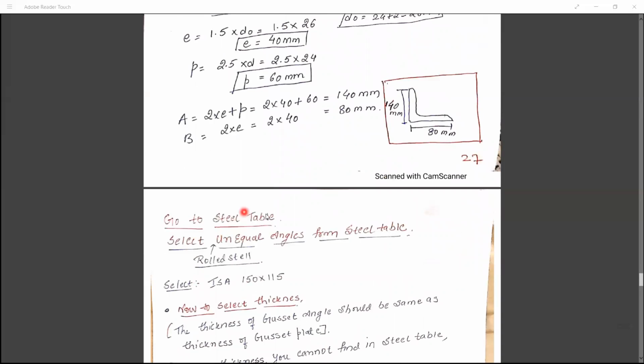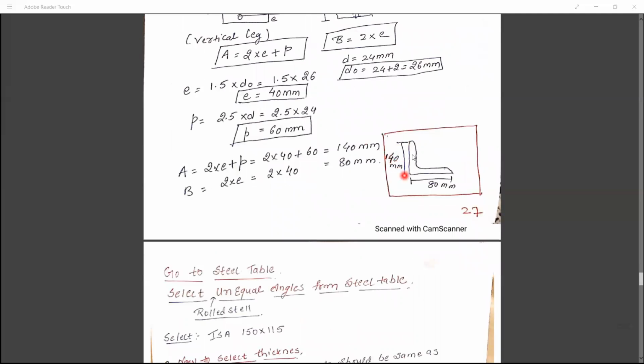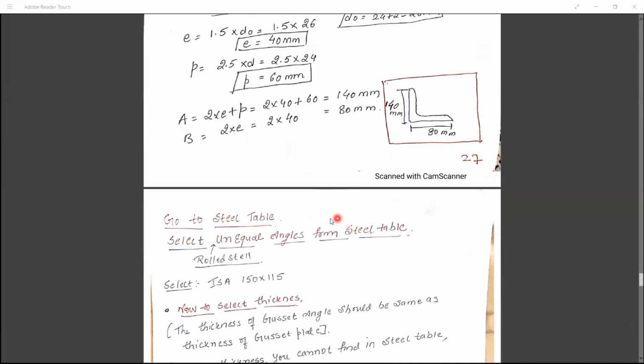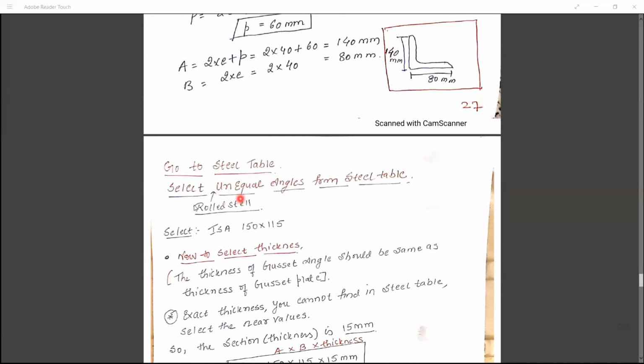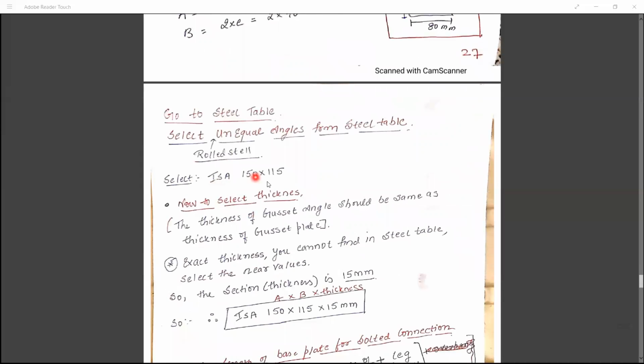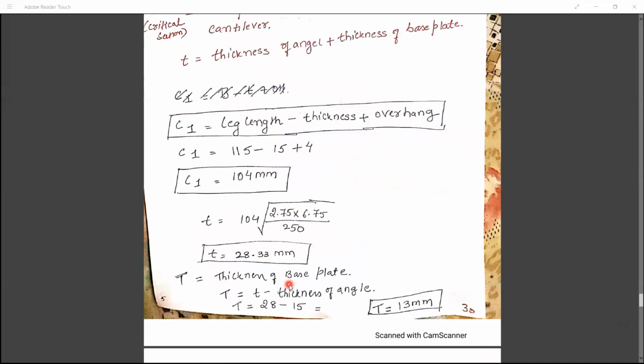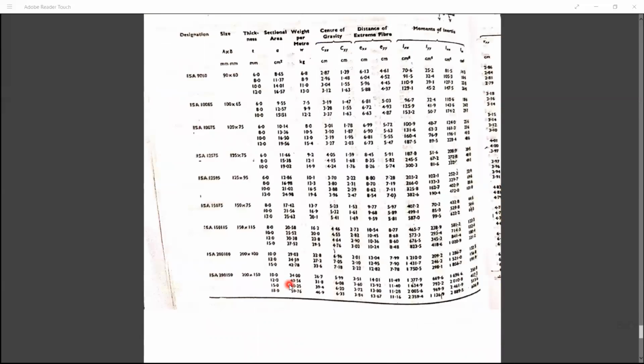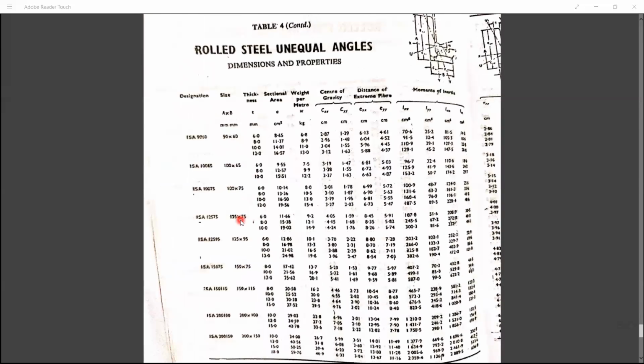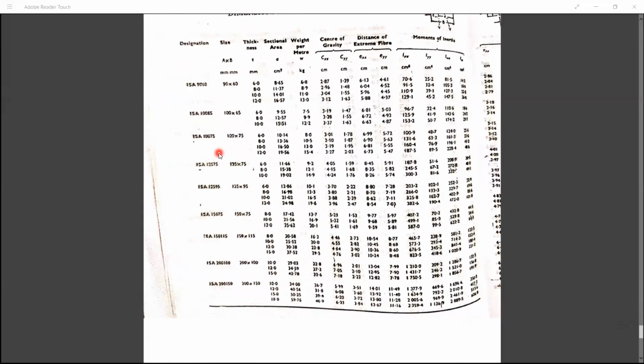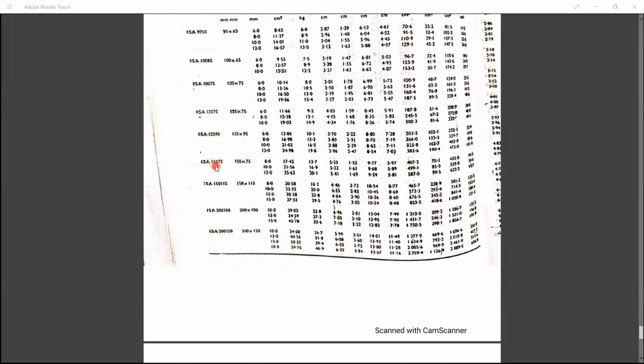So now go to the steel table, because what we got is the connecting leg, but we need to go with the steel tables. That's why go to the steel table, select unequal angles from the steel table, rolled steel. That is ISA 150 into 150. If you go to rolled steel angles, you can find it here. Just let me scroll. See this one, rolled steel unequal angles. What we had got was 140 into 80. So 140 into 80 is highly difficult to find here. 140 into 75 is there. Only the outstanding leg is there, but the connecting leg is not there.